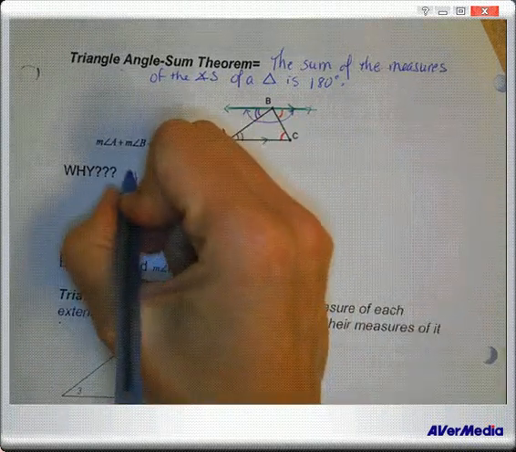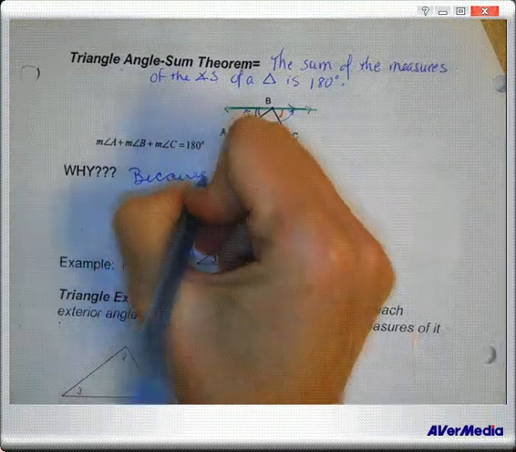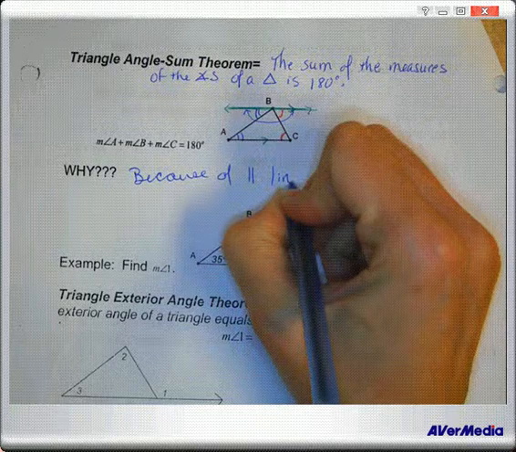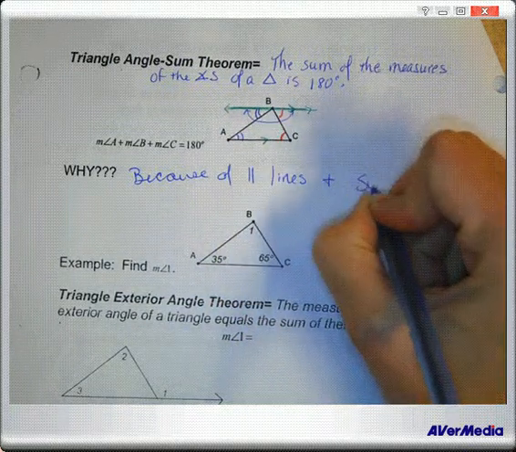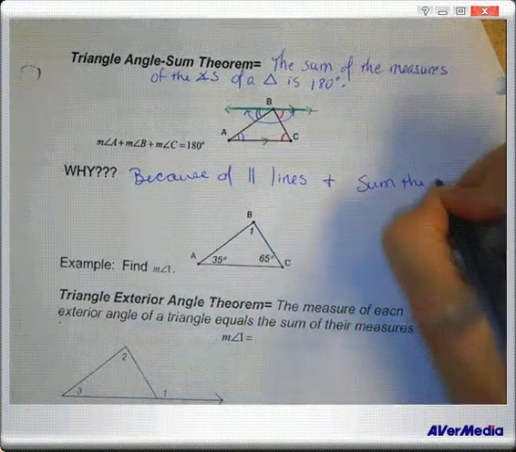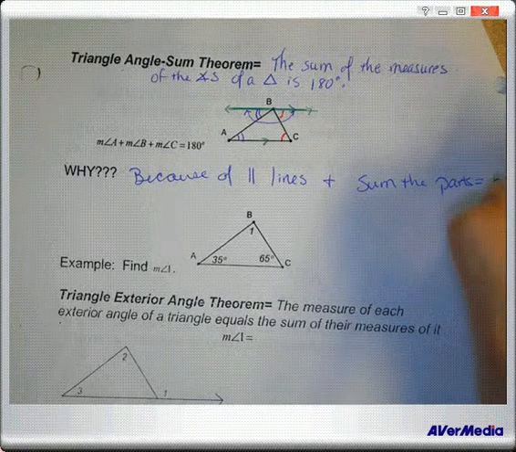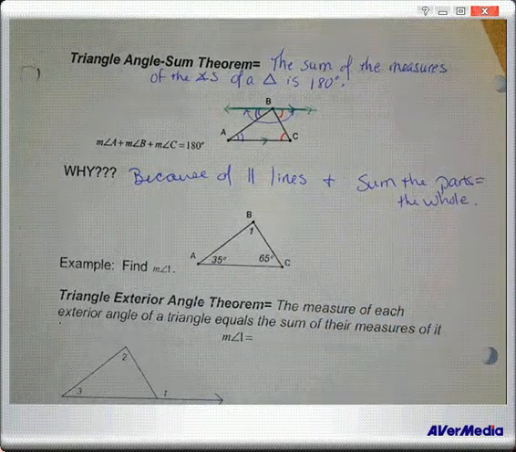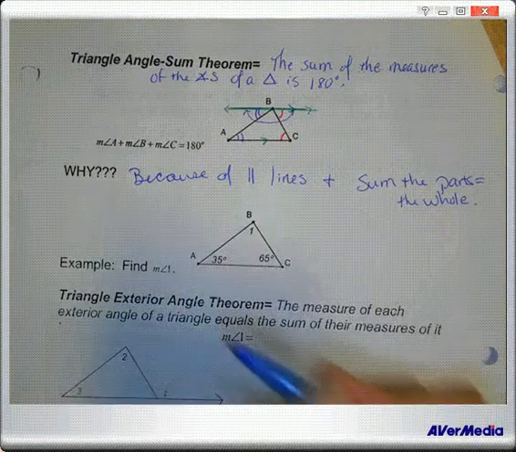Really cool, isn't it? So really, why is this the reason? Because of parallel lines and sum of the parts equal the whole. Kind of cool, isn't it?